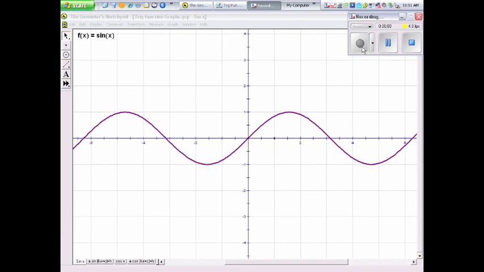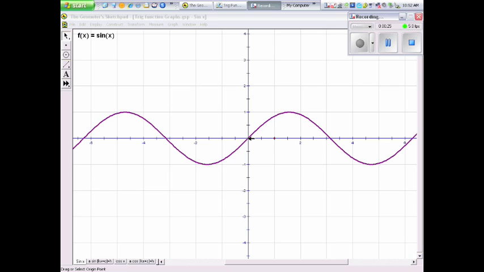Discussing graphing of trig functions, primarily sine and cosine. What you're looking at on the screen right now is simply a basic graph of sine. Okay, now sine has a couple of properties that we want to make sure that we recognize. Being able to graph sine of x is important.